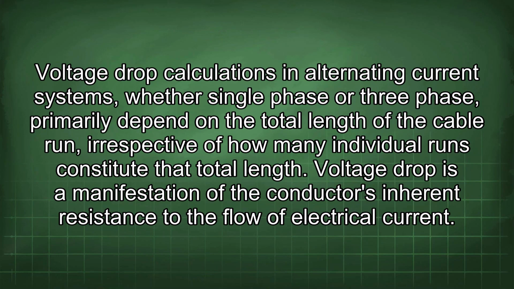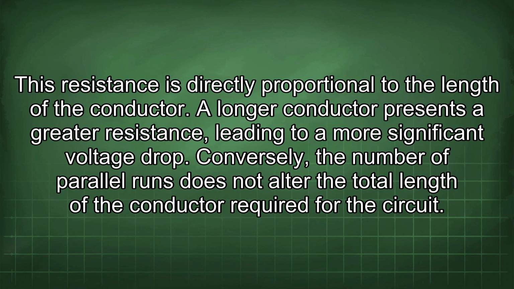Voltage drop calculations in alternating current systems, whether single-phase or three-phase, primarily depend on the total length of the cable run, irrespective of how many individual runs constitute that total length. Voltage drop is a manifestation of the conductor's inherent resistance to the flow of electrical current. This resistance is directly proportional to the length of the conductor. A longer conductor presents a greater resistance, leading to a more significant voltage drop.